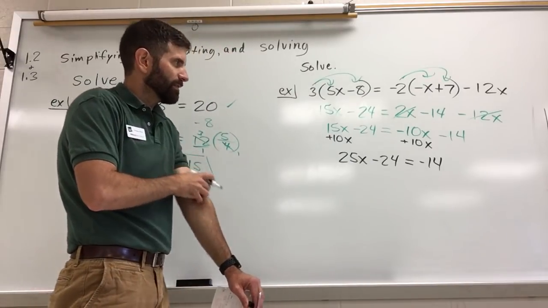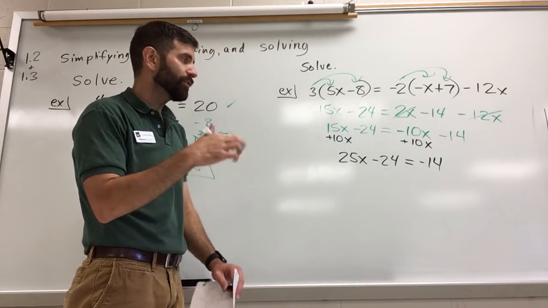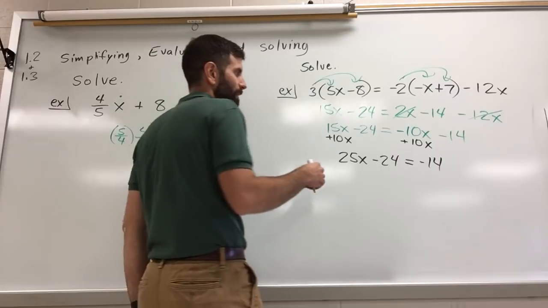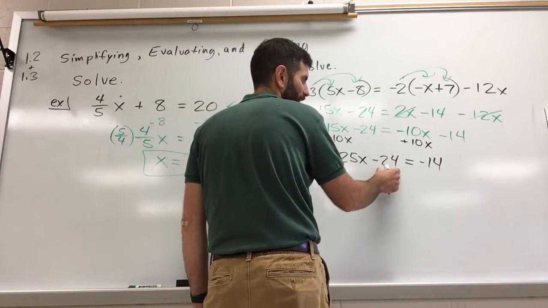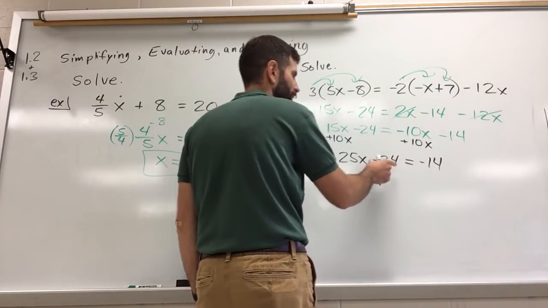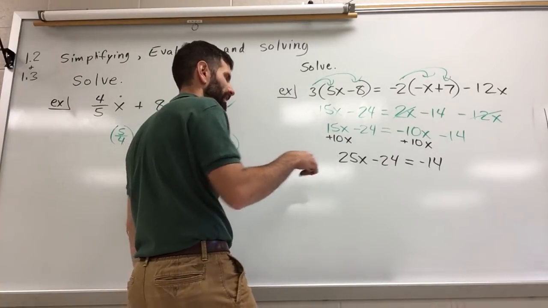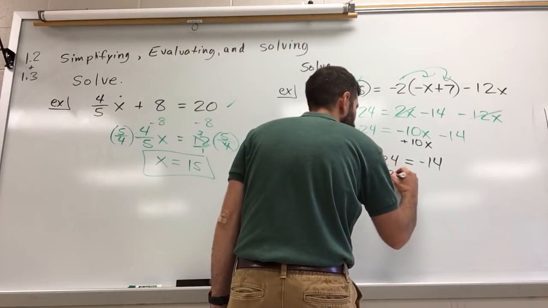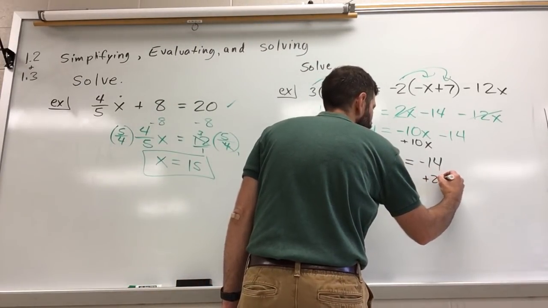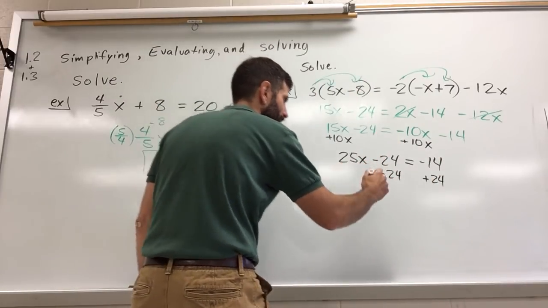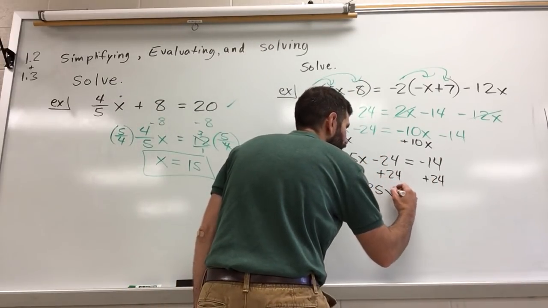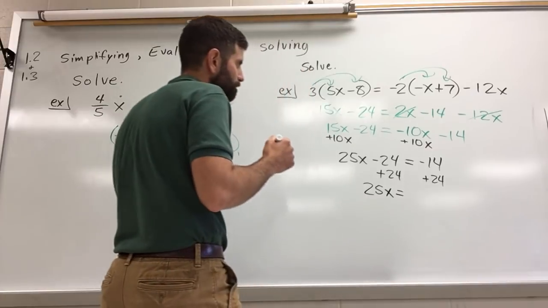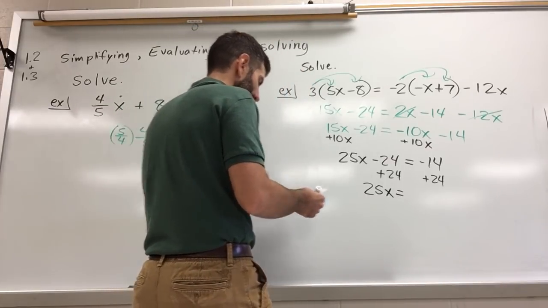And now what you have here is a linear equation, and it's a two-step equation. If I were to divide the 25, I'd have to distribute it. I'd have to go to everything, have to distribute it. So I'm not going to do that. Instead, I'm going to add a 24, keep my equation balanced. 25x is equal to 10.